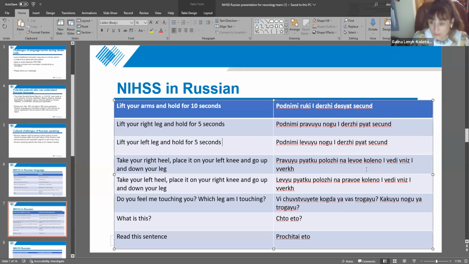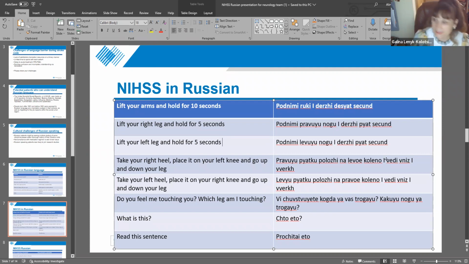Правую пятку положи на левое колено и веди вниз и вверх. Okay, you say it one more time. Правую пятку положи на левое колено и веди вниз и вверх. Say that one. How do you say that word? Левое колено и веди вниз и вверх. Very good. Okay. Правую пятку положи на левое колено и веди вниз, вверх, вниз, вверх.